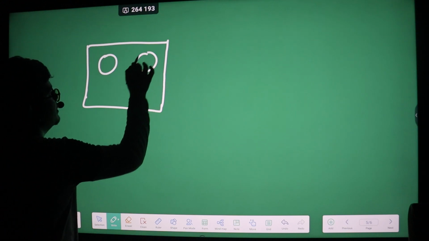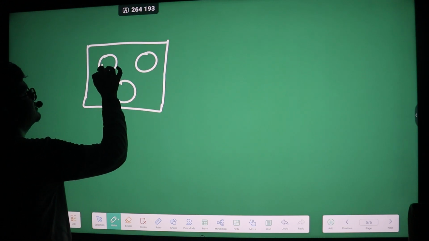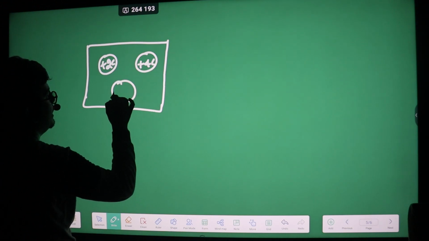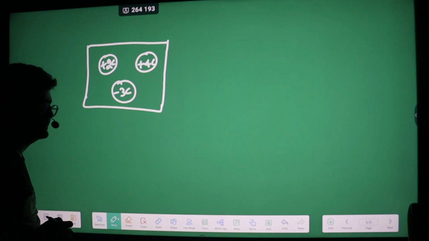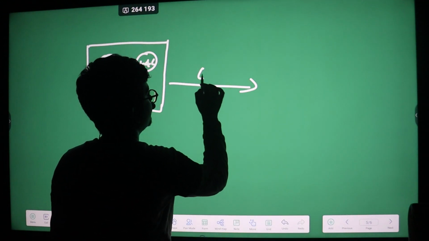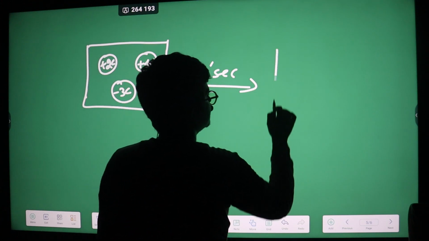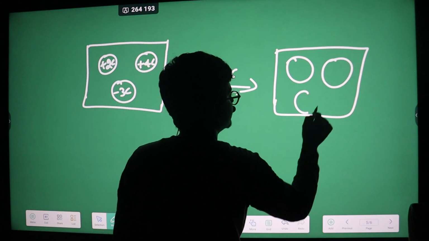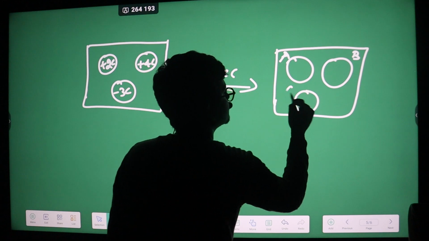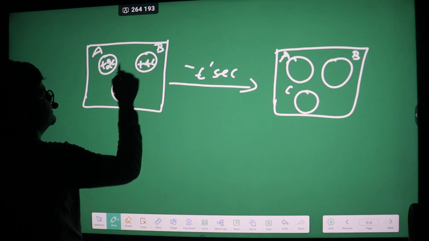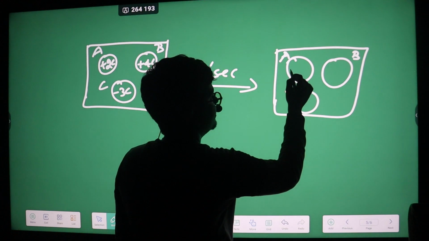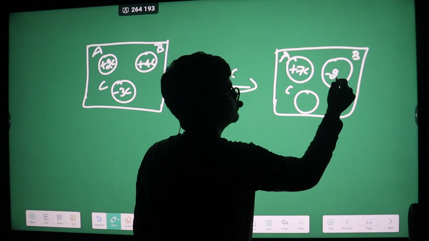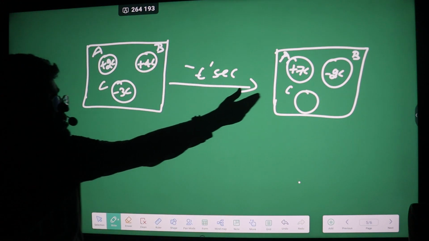Inside this isolated system, there are three bodies having charges plus 2 coulomb, plus 4 coulomb, and minus 3 coulomb. After a time interval of t seconds, I observe that the charges on the bodies have changed. This is body A, this is body B, this is body C. Now body A has plus 7 coulomb of charge, and body B has minus 2 coulomb of charge. The charges on the bodies got changed.